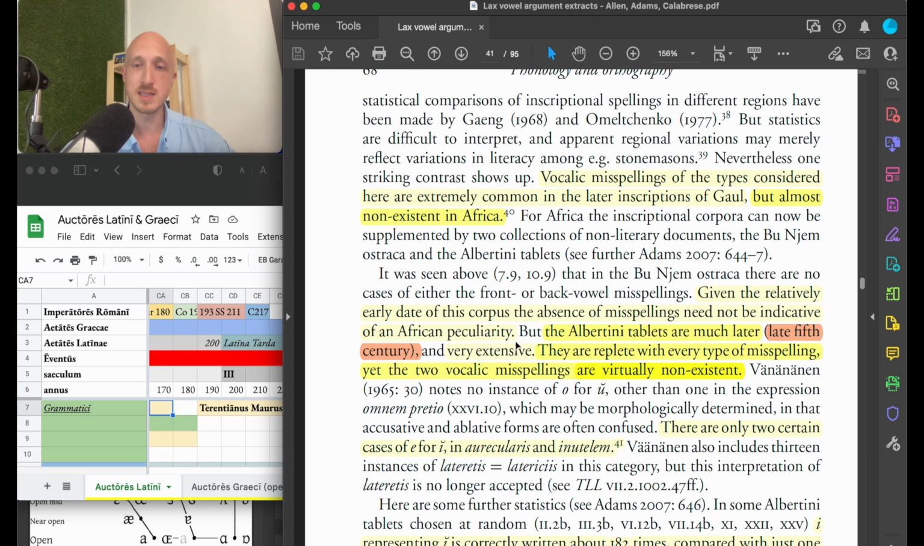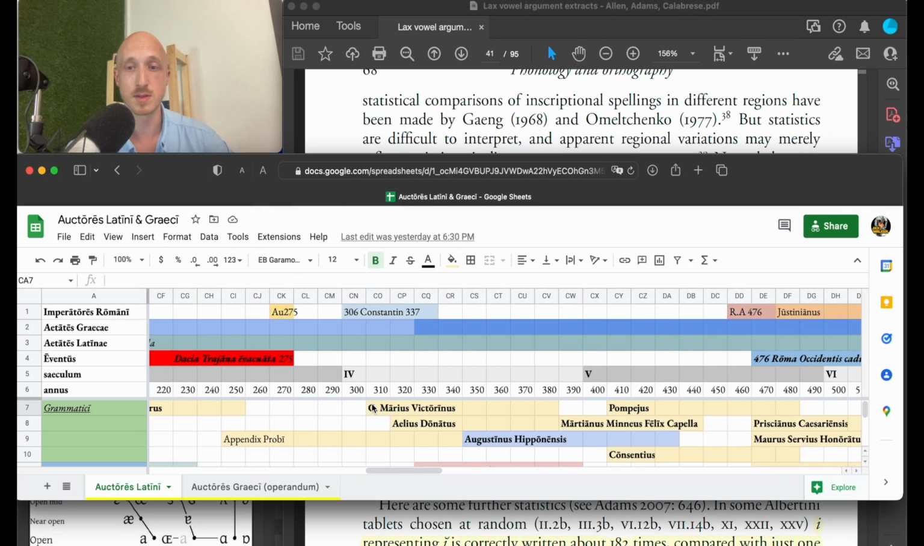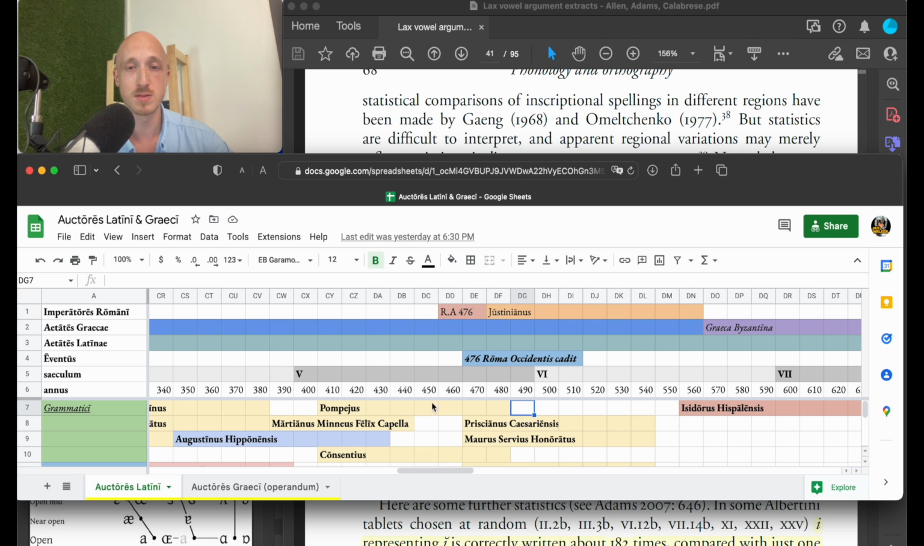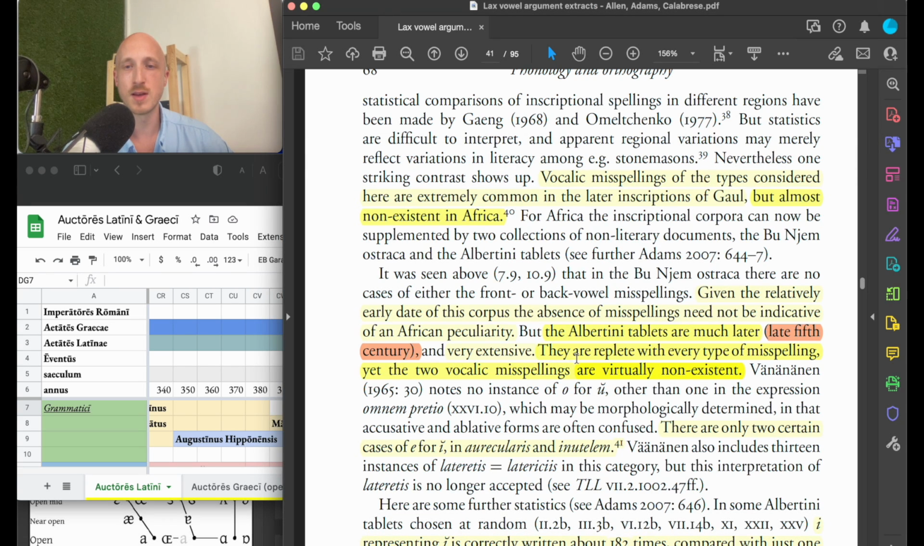But the Albertini tablets are much later, the late 5th century. Where's our late 5th century? Okay, Pompeius may still be alive. And they're very extensive. They are replete with every type of misspelling. Yet the 2 vocalic misspellings of E and E and U and O are virtually non-existent.